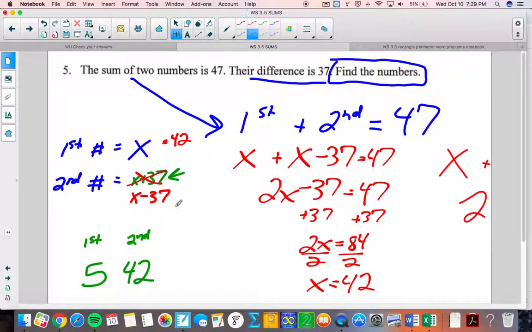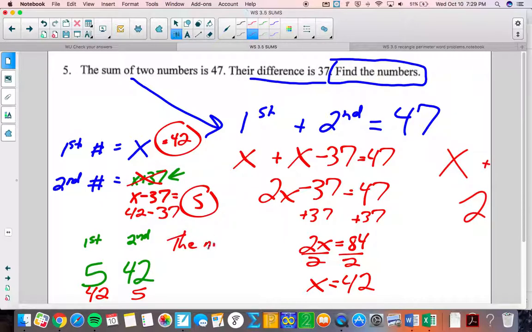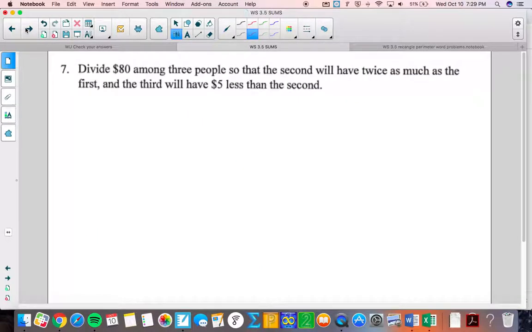Then remember, I use this red one. So one number is 42. The other number is whatever 42 minus 37 is, which is 5. Oh, awesome. So find the numbers. The numbers are 42 and 5. Isn't that the same answer? The two numbers that make this work are 42 and 5. Both methods would work. Then you just say the numbers are 5 and 42. It's an and symbol.